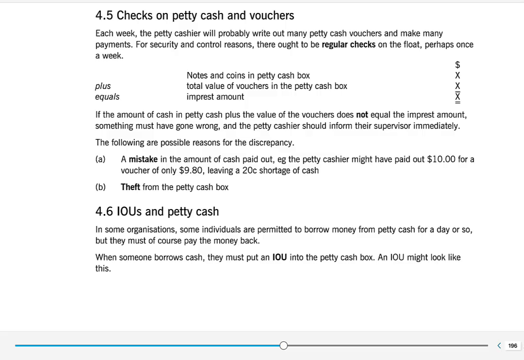Reason 2. Incorrect money paid out. This happens when the petty cash cashier gives the wrong amount. For example, a person should receive $8, but the cashier gives $10. That creates a shortage later.